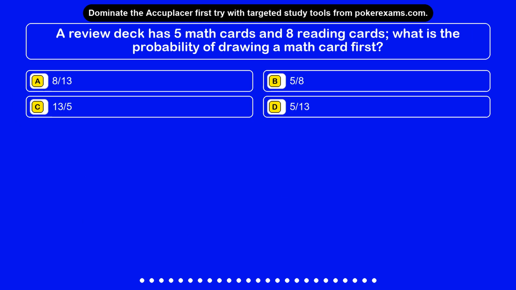Question 10. A review deck has 5 math cards and 8 reading cards. What is the probability of drawing a math card first? Option A, 8/13. Option B, 5/8. Option C, 13/5. Option D, 5/13.